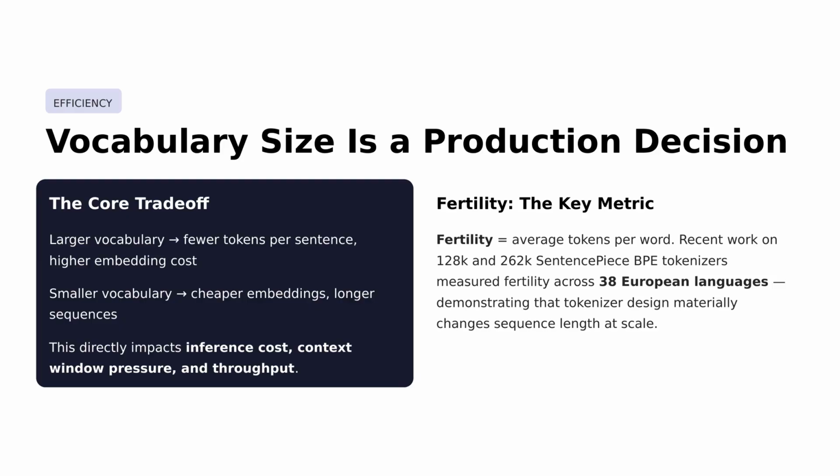The core trade-off is simple. A larger vocabulary usually means fewer tokens per sentence, but higher embedding costs. A smaller vocabulary makes embeddings cheaper, but sequences get longer. That choice directly affects inference cost, context window pressure, and throughput. A useful metric is fertility, or average tokens per word. Recent studies across 38 European languages show that tokenizer design can significantly change sequence length at scale.